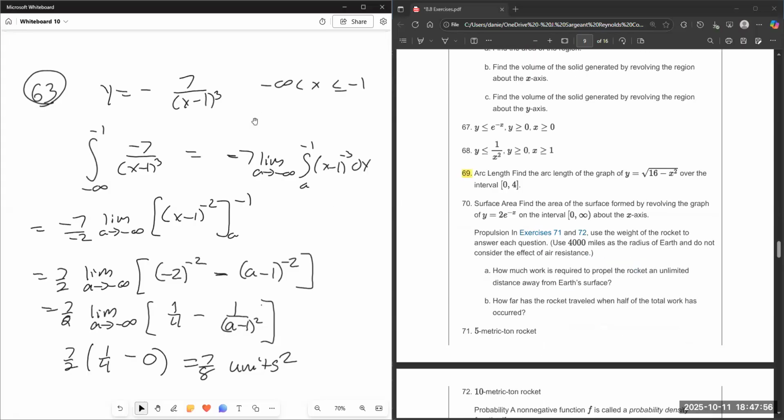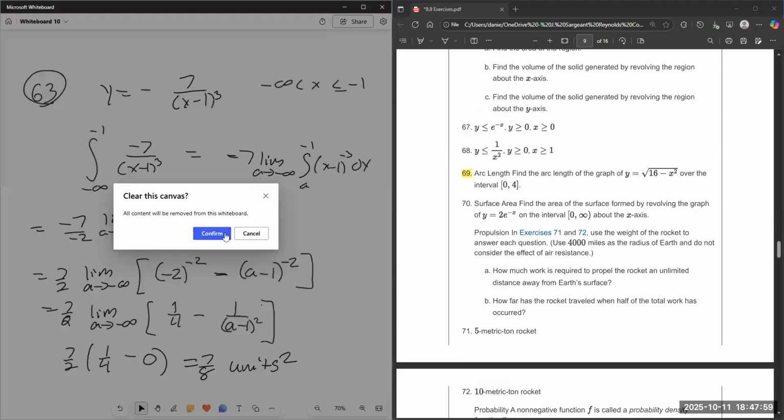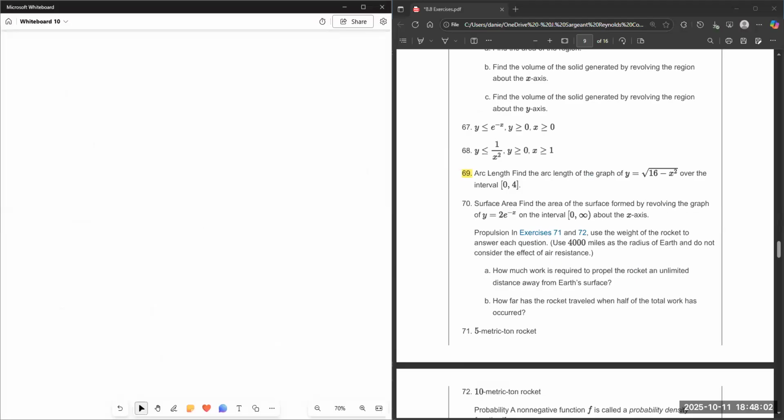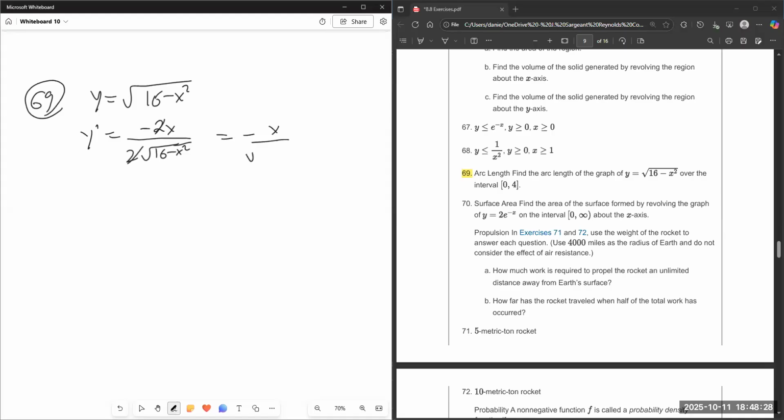Let's go ahead and look at 69. 69 says, find the arc length of the graph y equals square root of 16 minus x squared. Y prime will be 2 over root 16 minus x squared times the derivative of the inside, which is negative 2x. The 2's will cancel, giving me negative x over root 16 minus x squared. Y prime squared is x squared over 16 minus x squared.